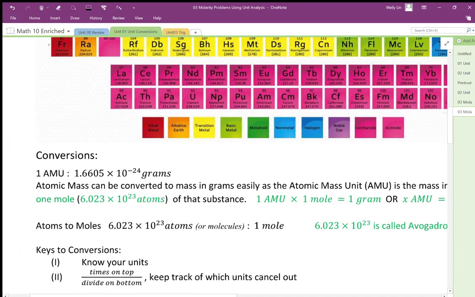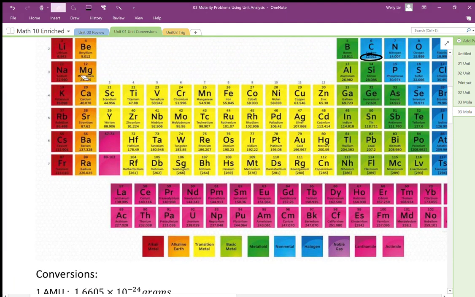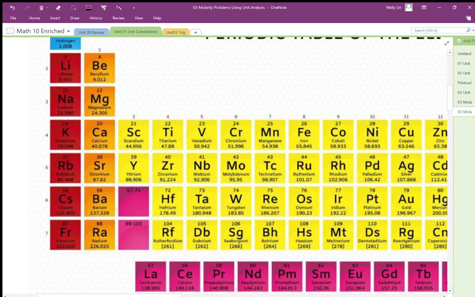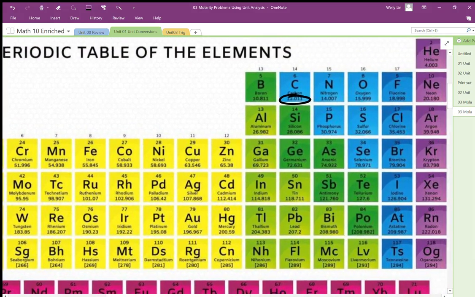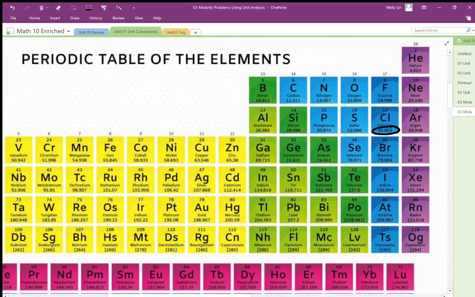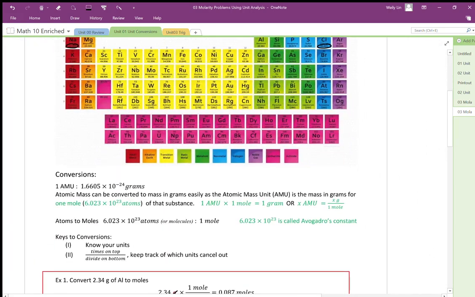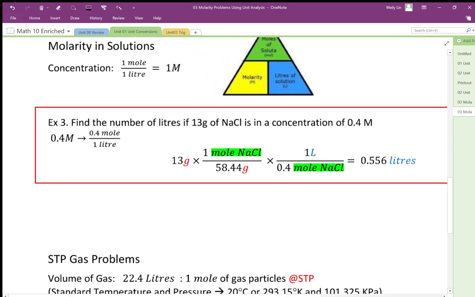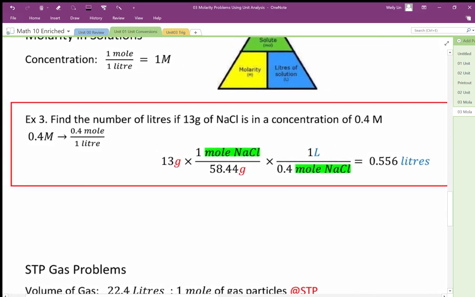So sodium, in this case just going up to Na, is 22.99, and Cl is 35.45. When we add those two together, the atomic mass unit of NaCl is going to be 58.44 grams per mole.